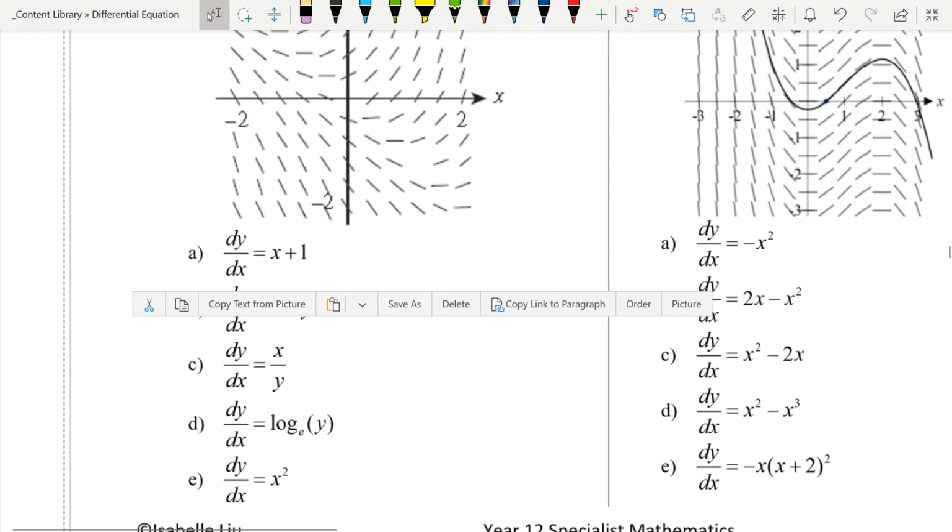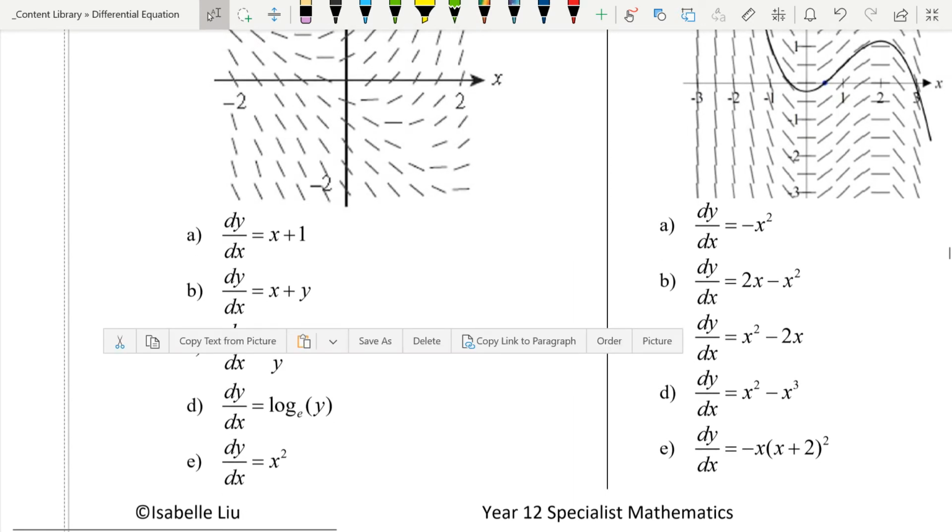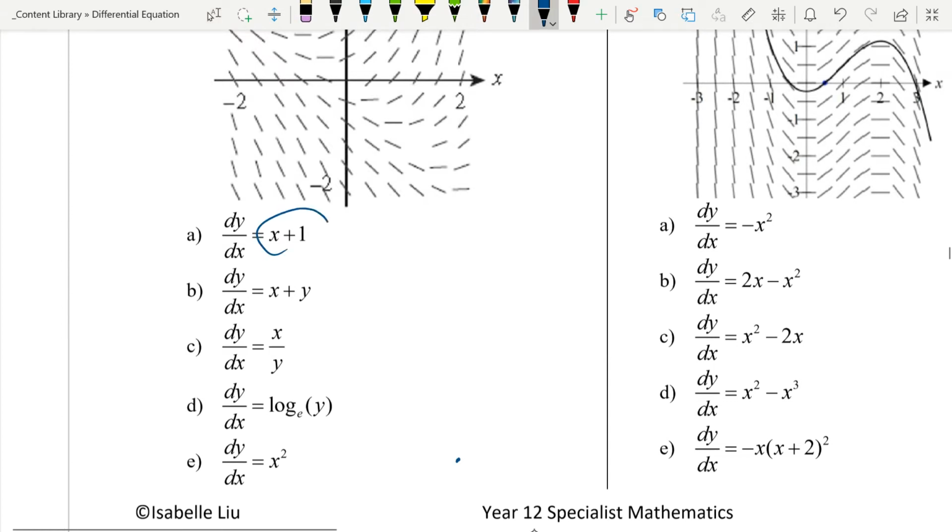Okay, let's have a look at this one. Look at the options. Can you see there are 5 differential equations? Some of them only have X. Can you see this one only has X? This one has both X and Y. Only Y, only X. So it's really easy to reject the ones that are not correct.